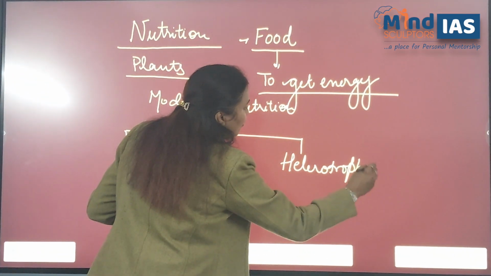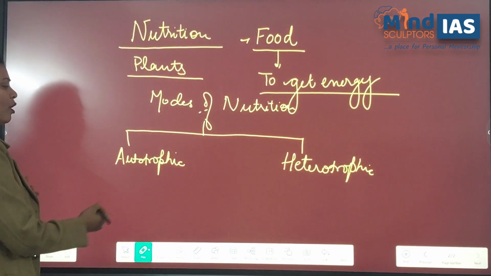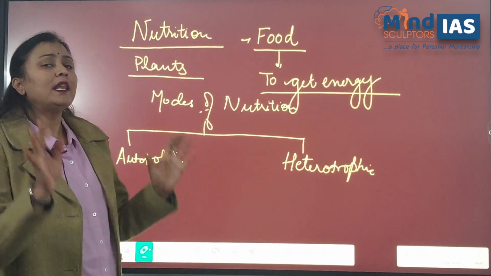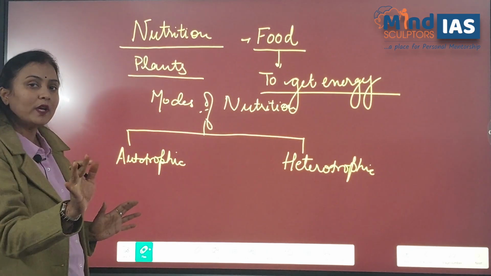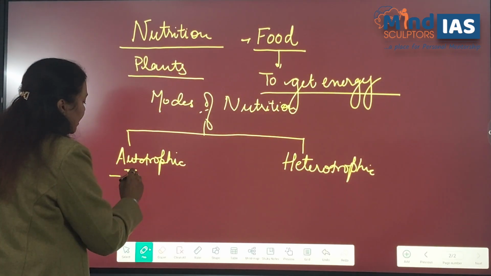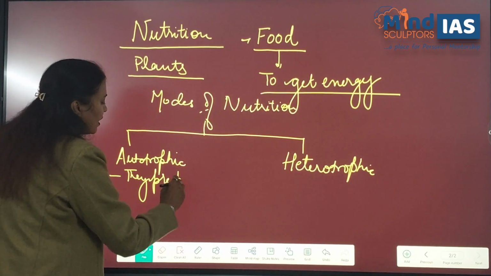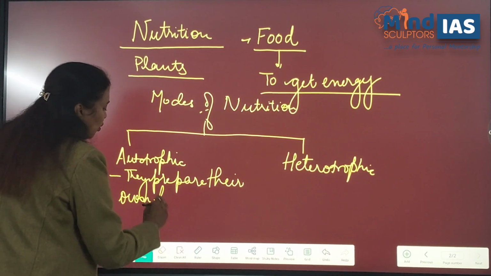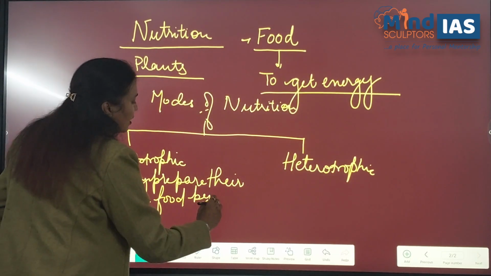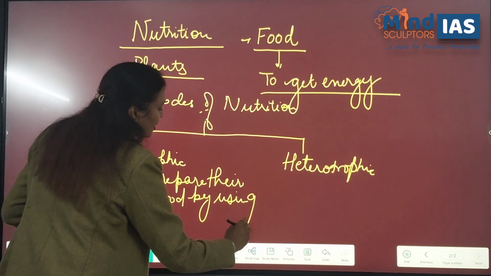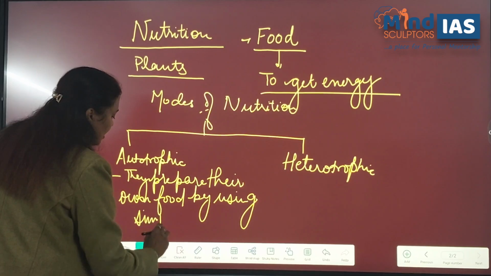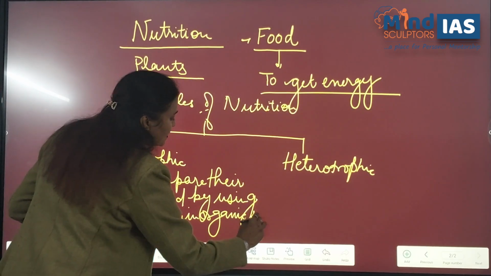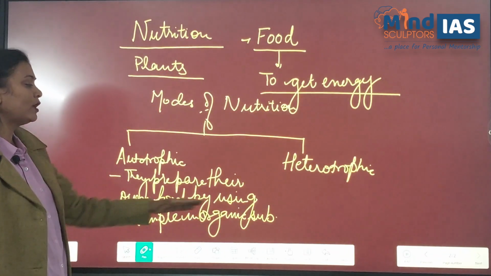heterotrophic mode of nutrition. So autotrophic is that in which organisms prepare their own food by using simple inorganic substances. This point is very important, that they prepare their own food by using simple inorganic substances.